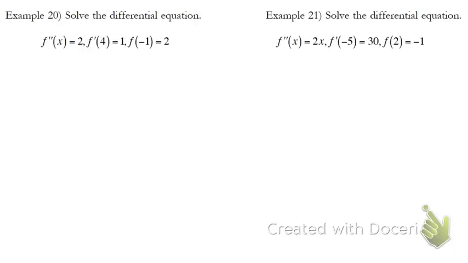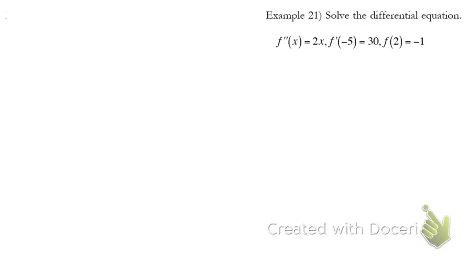Alright, so we'll do one of these. I don't think it's necessary to do both of them because they're very, very similar to each other. So we'll do example 21. Let me erase this first one. Notice on this one it says to solve the differential equation. The only difference is that on the previous two examples we were given the first derivative and one initial condition about the original function. In this example we're given the second derivative and then we're given two initial conditions. We're given one initial condition about the first derivative and one initial condition about the original function.